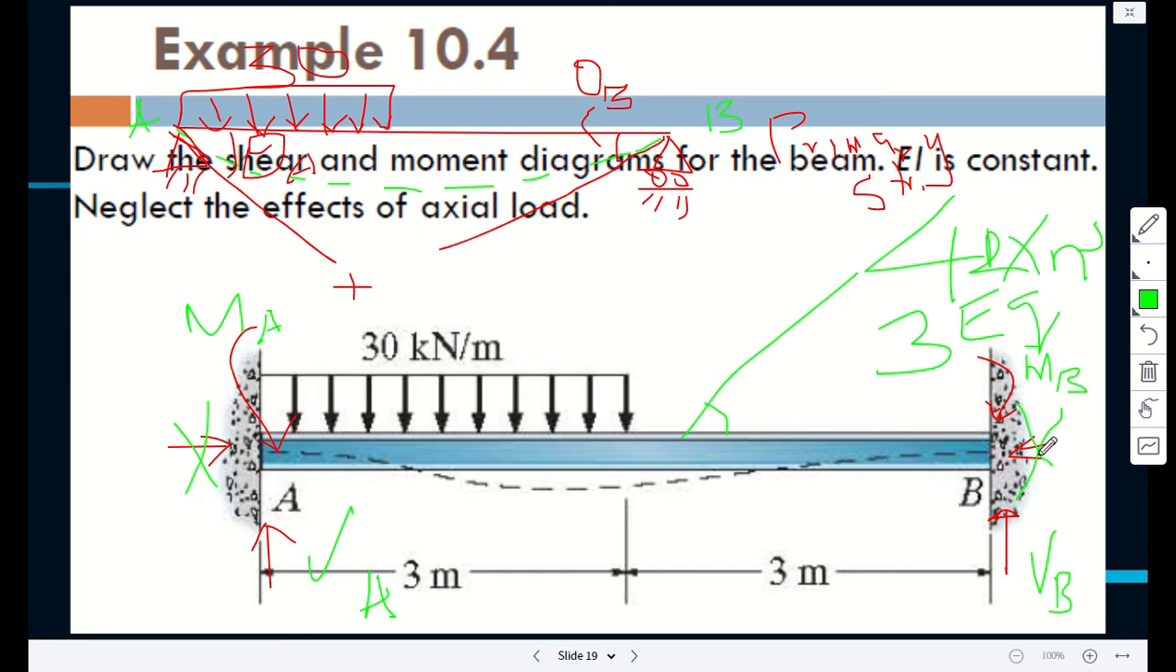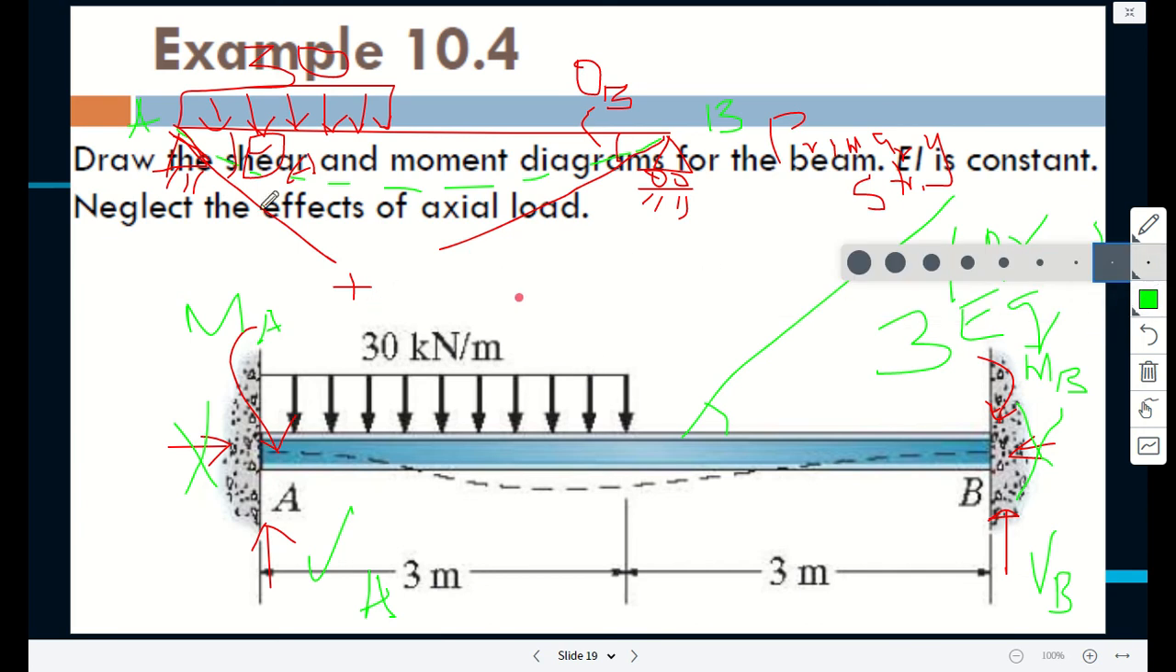What does that mean? So to solve, you choose whatever redundancy, actually you can remove one or two. Now in this case, it's easier to remove two redundancies to make it easier to solve.